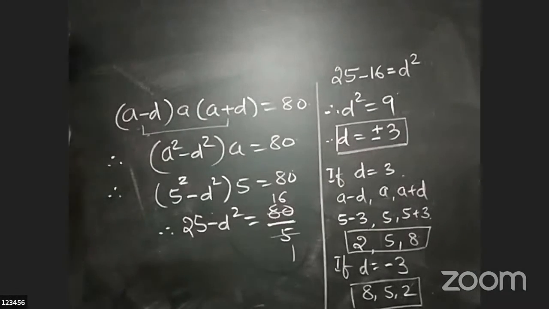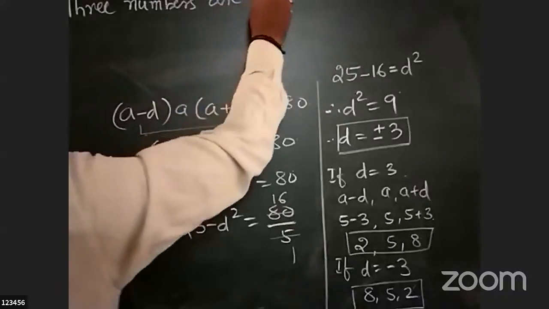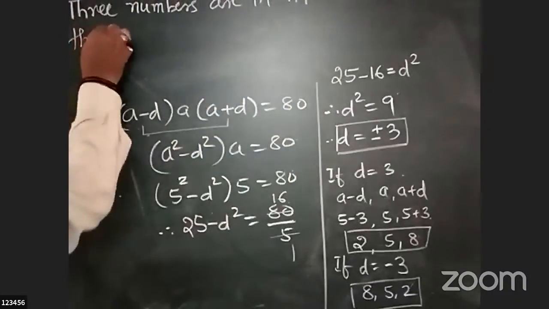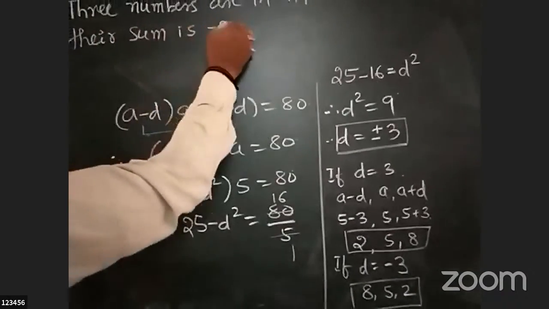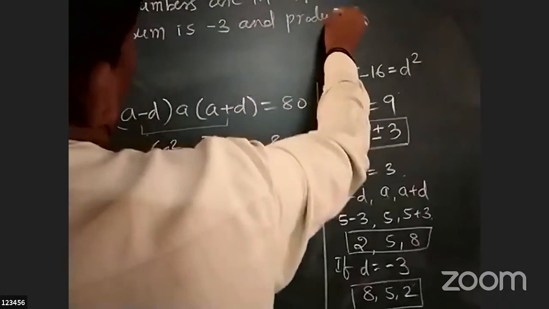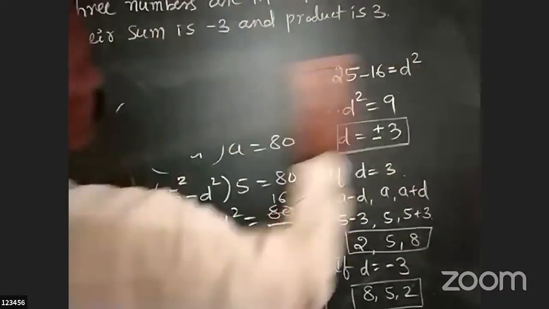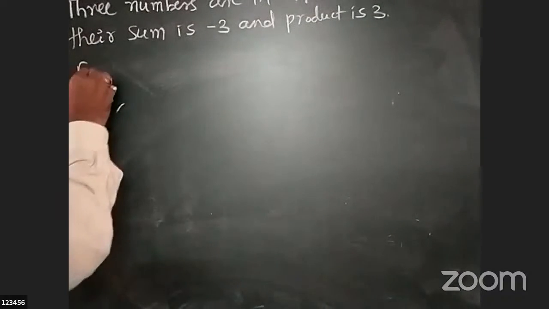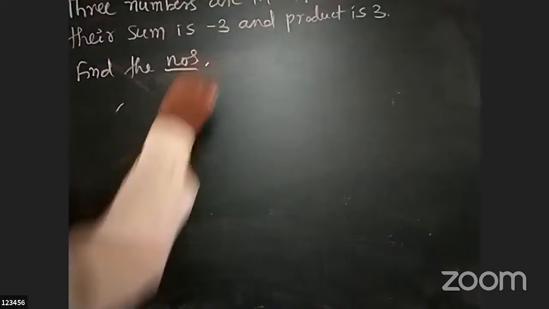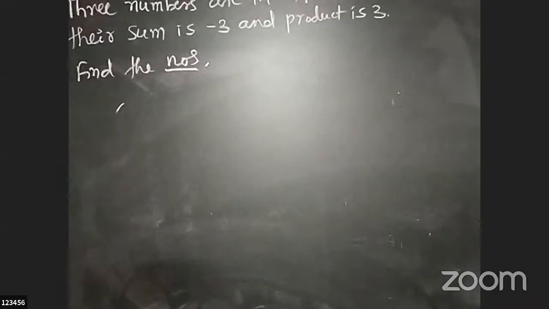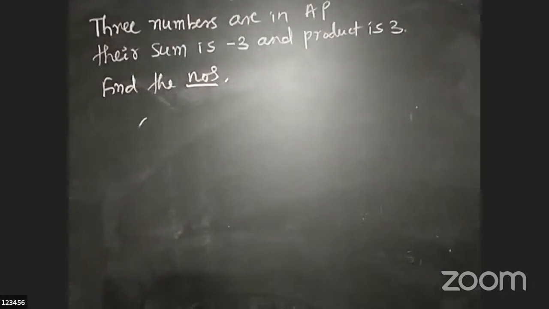Try to do this one on your own. Three numbers are in AP. Their sum is minus 3 and product is 3. Find the numbers. The same A minus B, A, A plus B, you take the terms and try to find which are those three numbers.